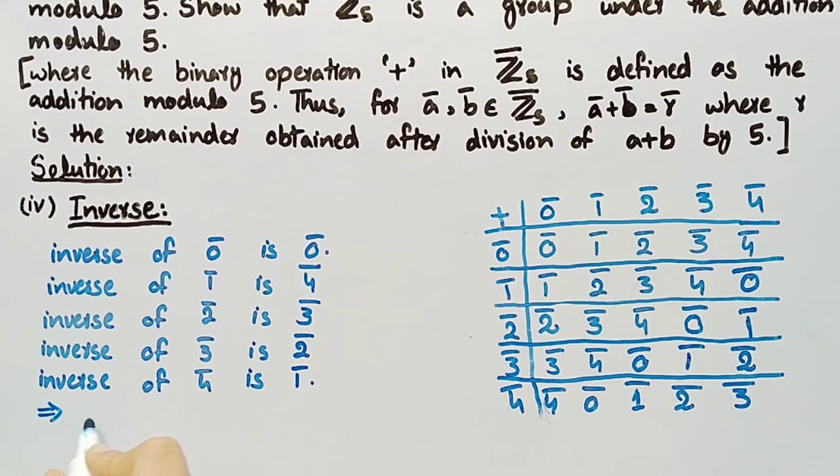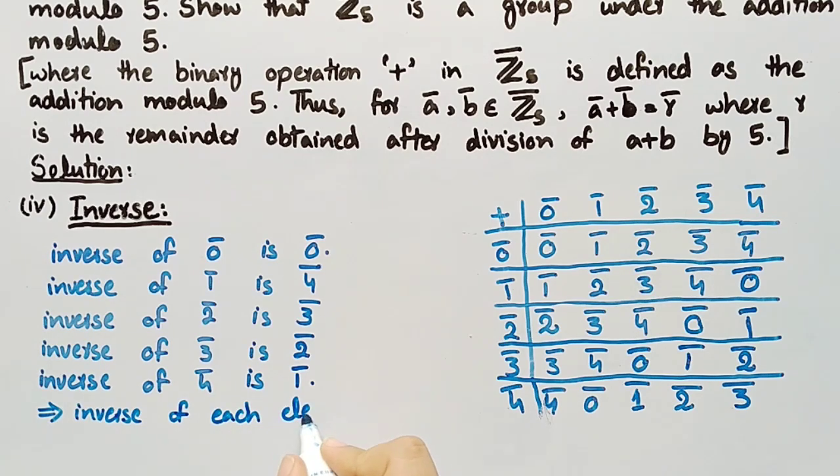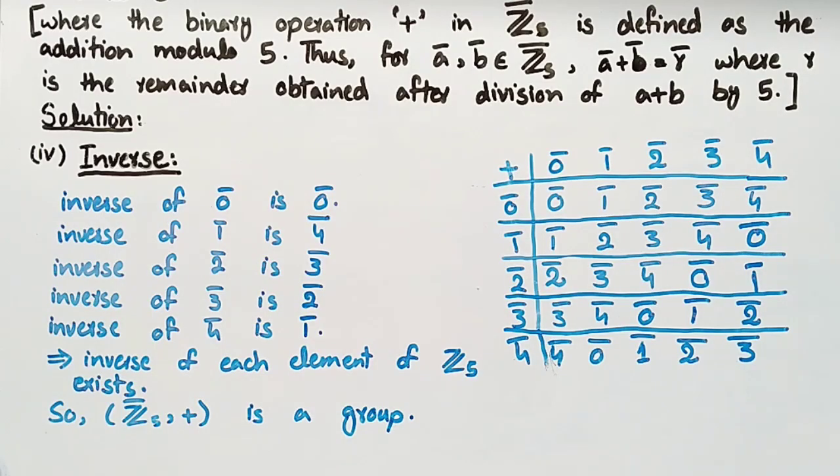which implies that inverse of each element of Z5 exists, which means that the fourth axiom of group is also satisfied. Since all the four axioms of group are satisfied, we can say that Z5 under the binary operation addition is a group, which is required proof.